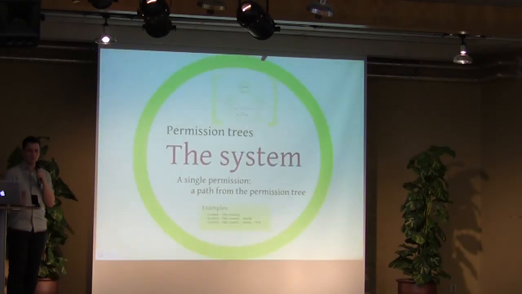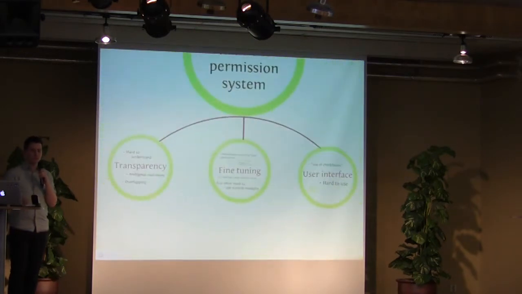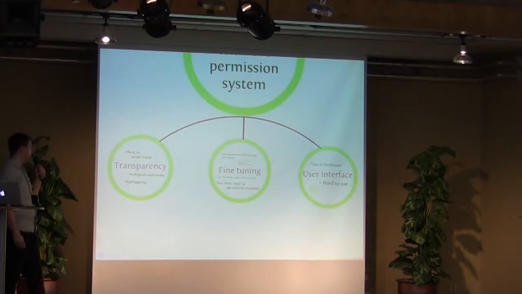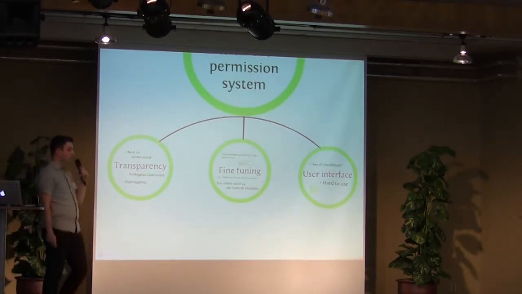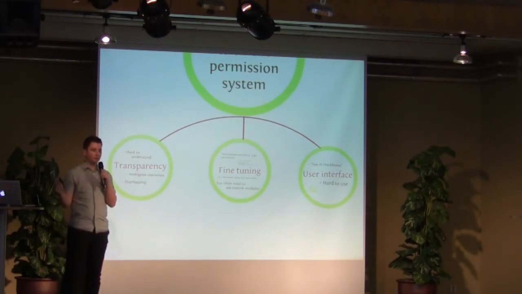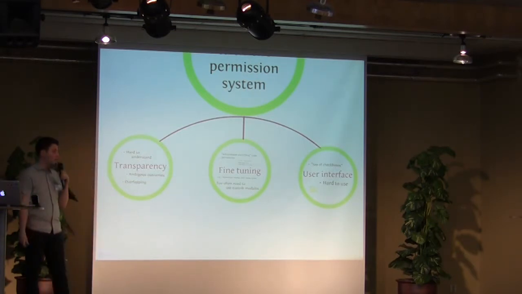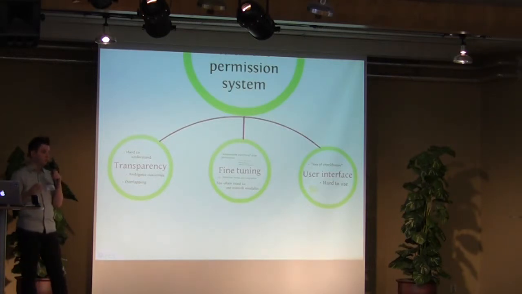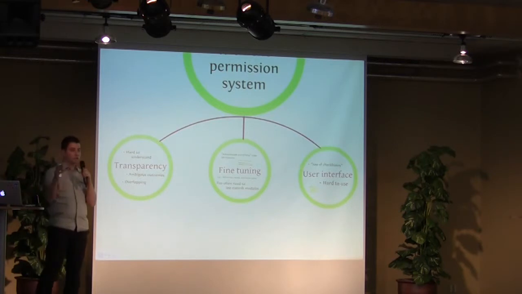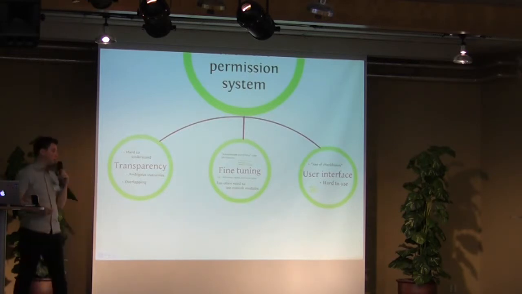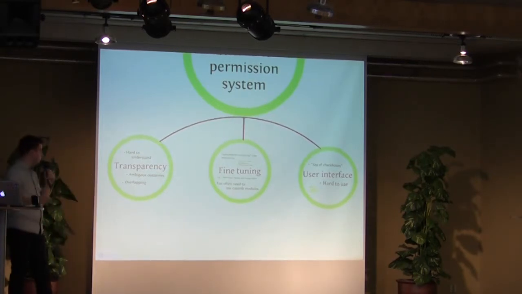So I think with this hierarchical system, we can address these issues. We solve the transparency, because if you look at the tree and you look at a certain permission, a node from the tree, you can actually see what kind of actions your user will be able to do if you grant that certain permission, because you can see the subtree of that certain permission, and you can see the actions in a really clear way.